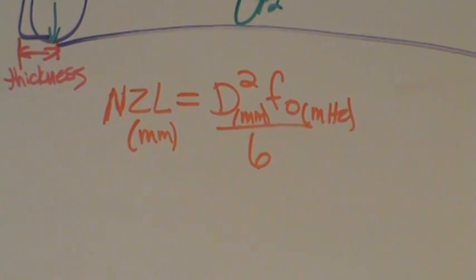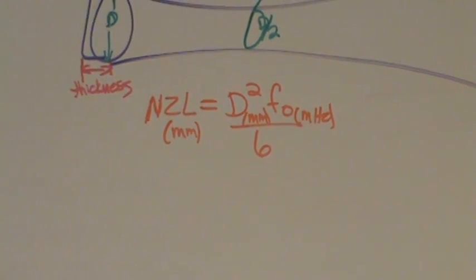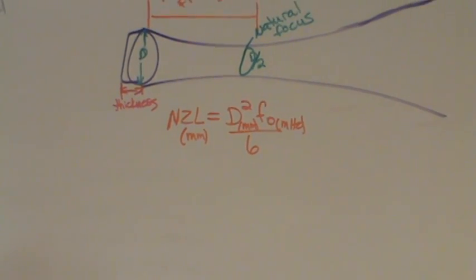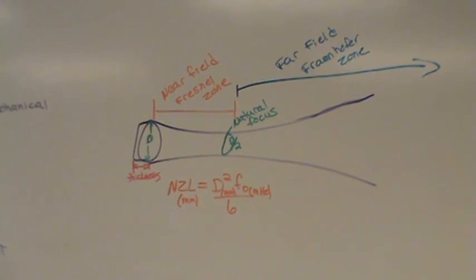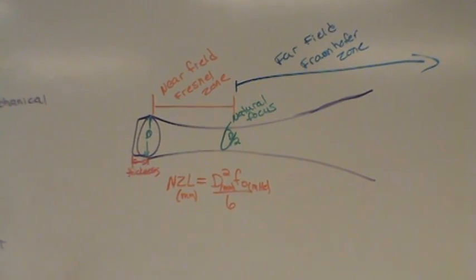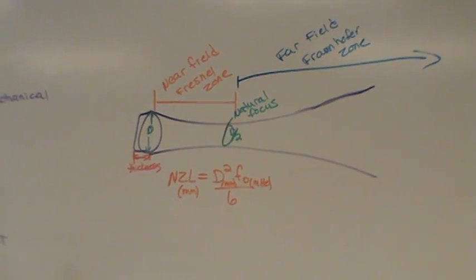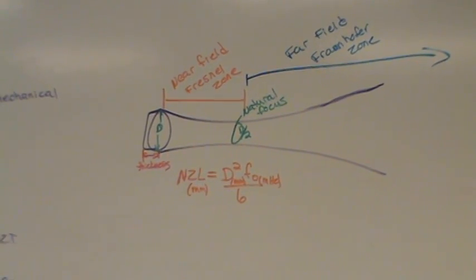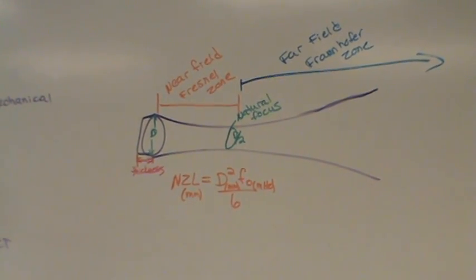The original equation for near zone length is not this. The original equation for near zone length includes diameter and wavelength, but we often don't know the wavelength, but we know the frequency, and we can do some substitution in that equation to come up with this. So that's why the units in this one are really important, to make sure that you follow the right units in order to get the equation to work out correctly, because we've altered it, we've substituted.